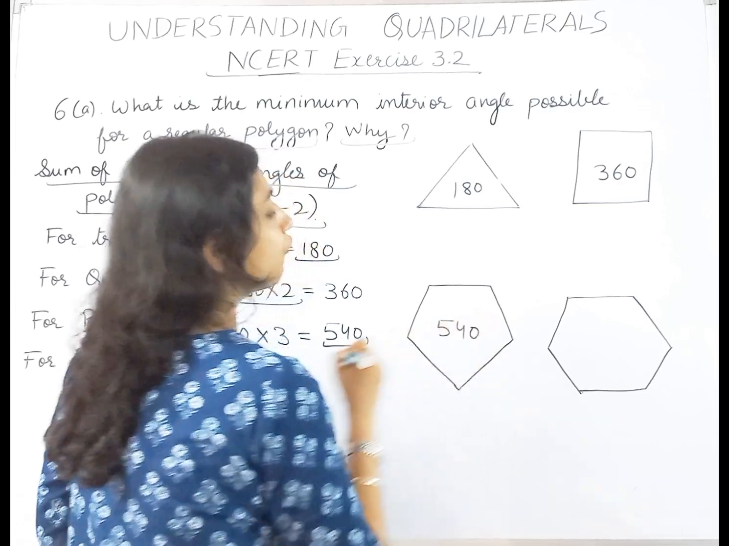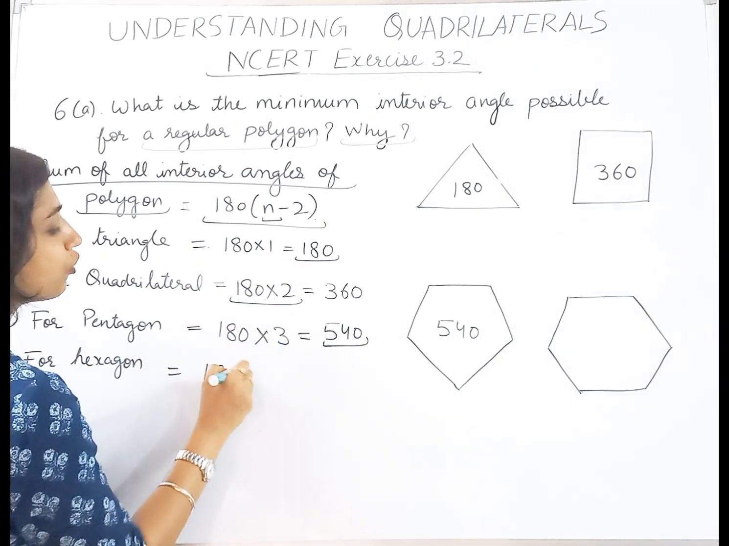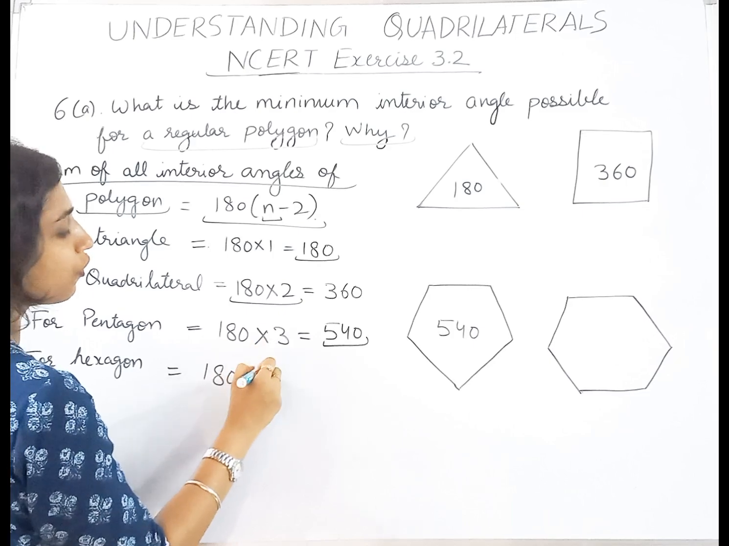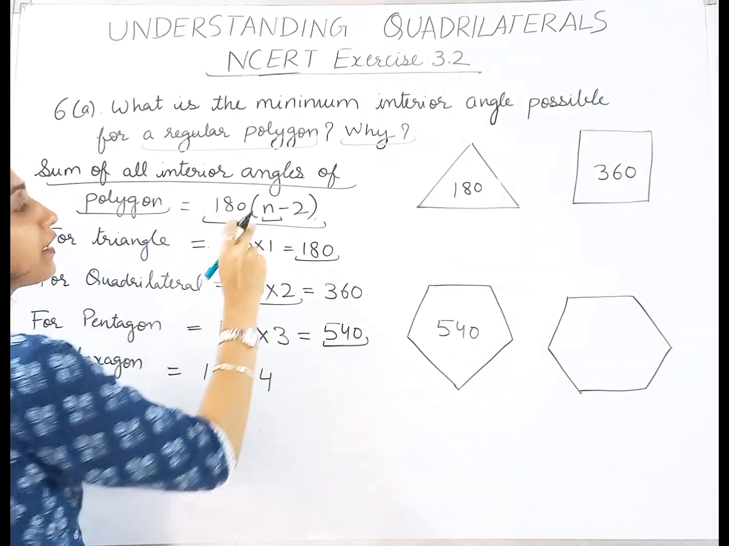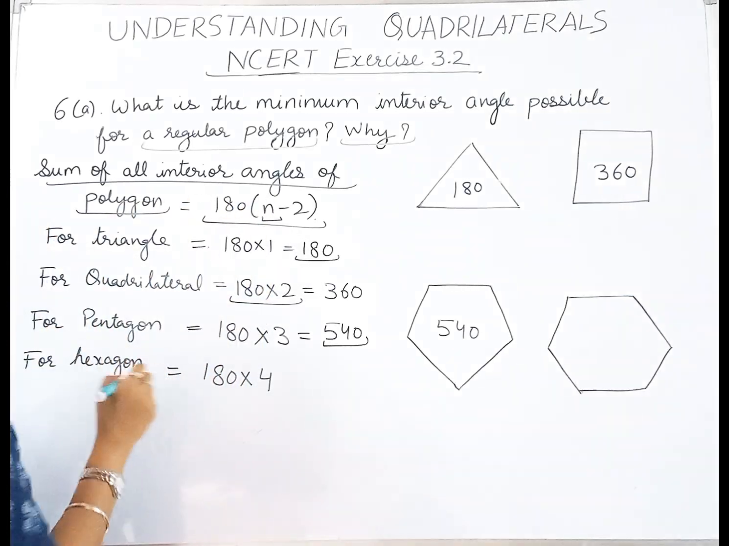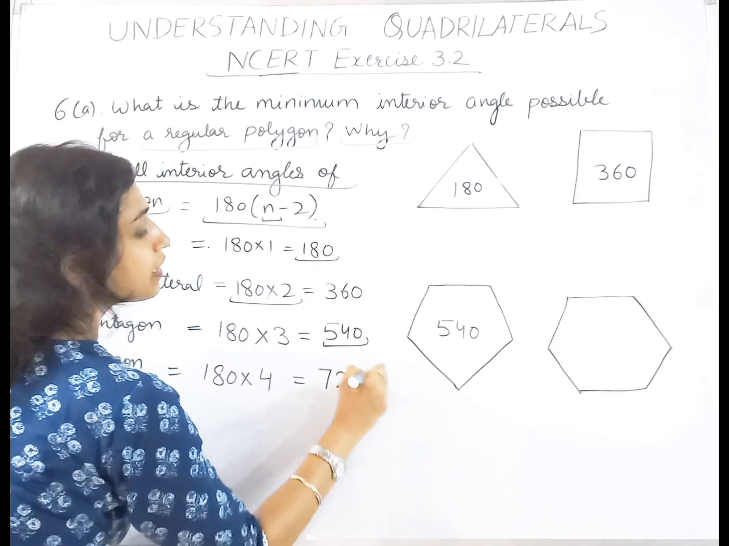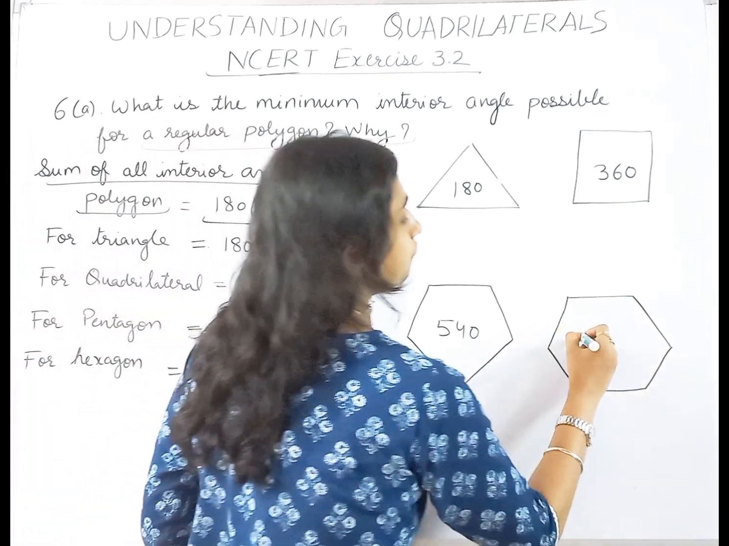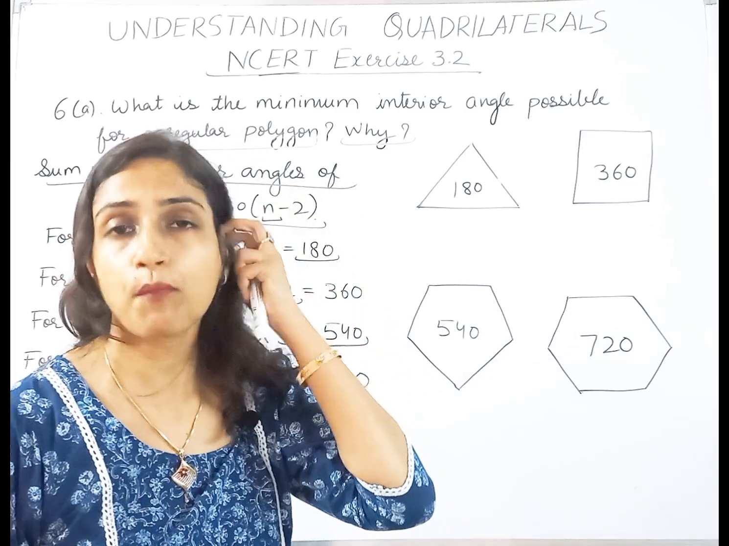And then for the hexagon, the sum of all interior angles is equal to 180 into 4, because the number of sides for the hexagon is 6. So here we will put n equal to 6. So the sum of all interior angles comes out to be 720. So this is the sum of all interior angles for the polygons.